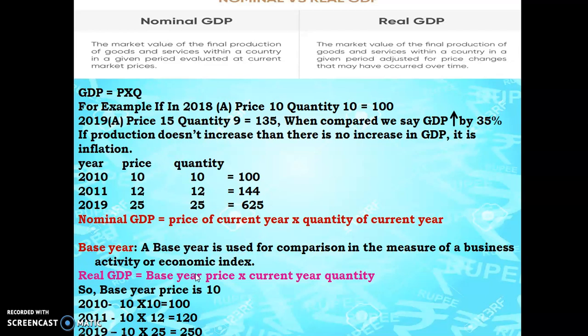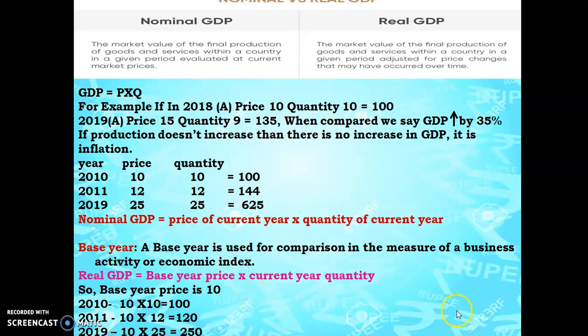Base year is nothing but the prices which prevailed in that particular year, and we take that for the calculation of the real GDP. If you see, in 2010, price into quantity is 10 into 10. If we are considering 2010 to be the base year, what will be the base price? That will be 10. So for all the years, we take the price to be 10 only. So 10 into 10 is 100, 10 into 12 is 120, 10 into 25 is 250. So this is the real GDP.